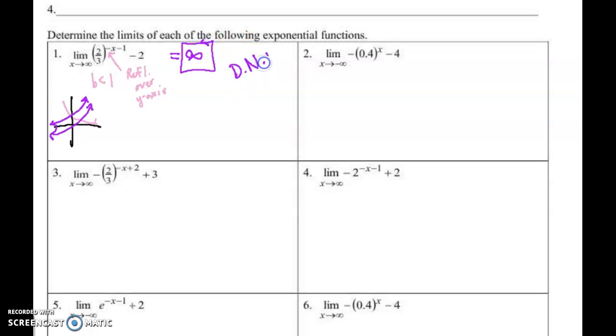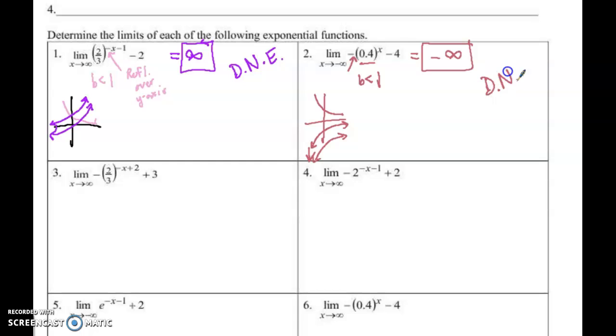Again, you might see does not exist as an option. So I'm trying to stay consistent with my explanations. So moving on to the next one. If that base is smaller than 1, which it is, typically that graph would be going downwards. But now that I'm seeing a negative in front, that's reflected over the x-axis. So it looks something like this. And this -4 would shift it down 4, which actually does not affect my answer because it's asking for the left-hand behavior. As x goes to negative infinity, the function is going infinitely down. So say negative infinity; again, does not exist is an option.